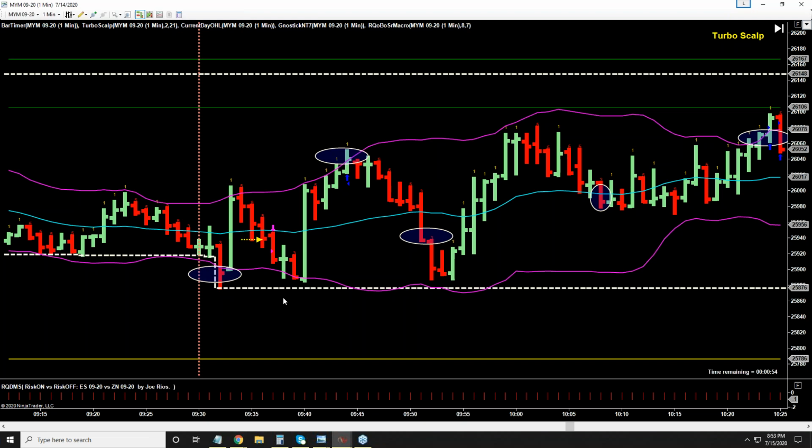I should have had a circle on this. My bad for not doing it. This is a qualifier. That's a qualifier. And the next bar goes lower, I get filled.